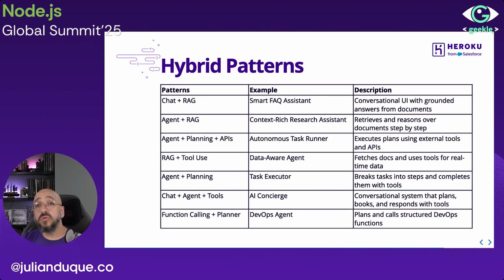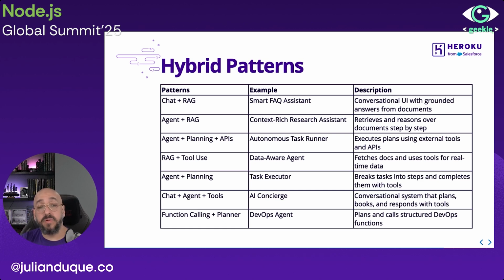There is also a way to mix and match different patterns. Here are some examples, but obviously there are way more. Chat with retrieval augmented generation is pretty much a smart assistant. It could be a smart assistant for a knowledge database, for example. An agent plus RAG could be a context-rich research assistant, similar to NotebookLM as well, that can perform operations and fetch information from the web or from the different sources you are providing.